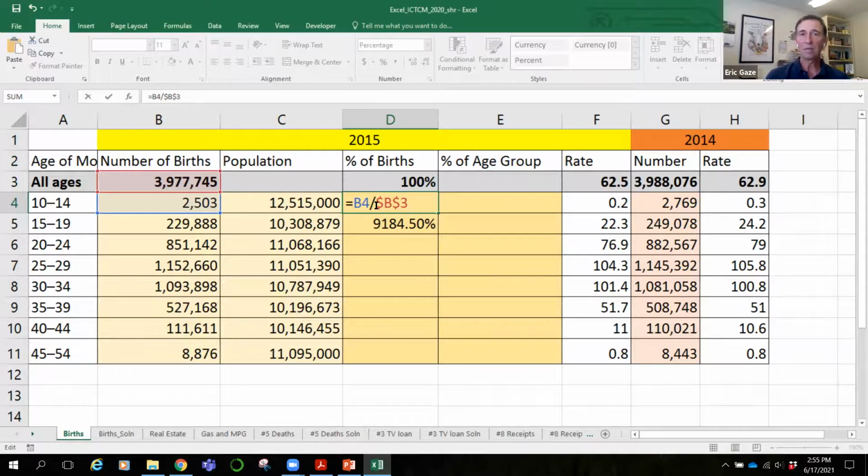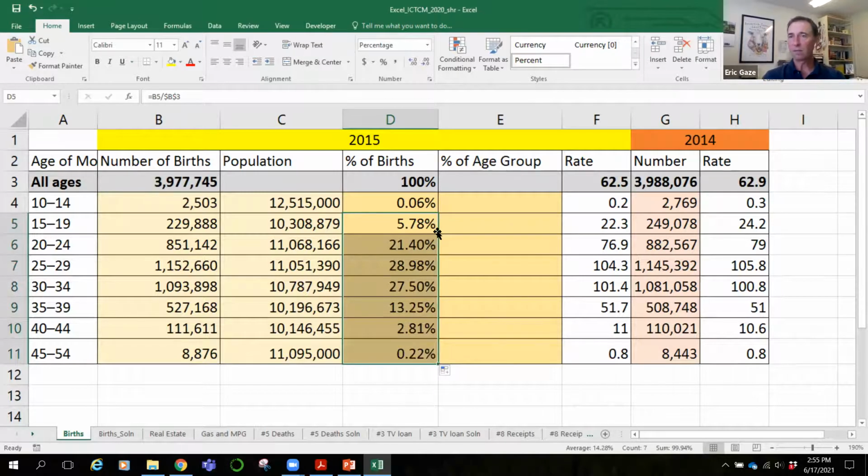So I lock the B3, hit enter, and now I fill my formula down, just one cell. And you can see when I double click on it, I'm now always dividing by the 3.9 million because that B3 cell has been locked. I can then double click on the fill handle and voila, they all fill out like that.